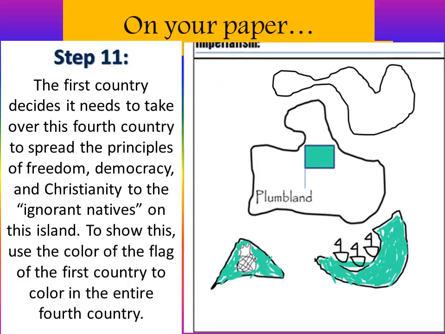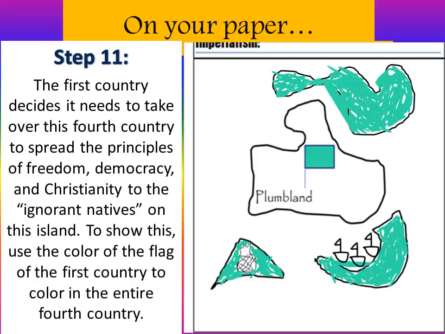The first country decides it needs to take over this 4th country to spread principles of, catch this, freedom, democracy, and Christianity to the ignorant natives on this island. To show this, use the color of the flag of the first country to color in the entire 4th country. The color of the flag of the first country is green, so for me, the color of this entire 4th country is going to be green as well.